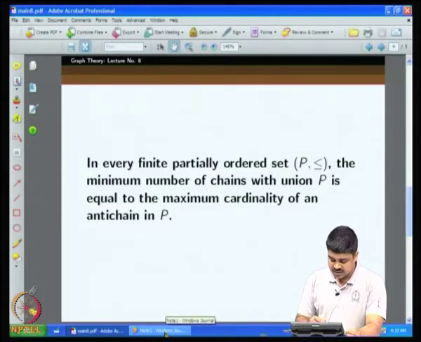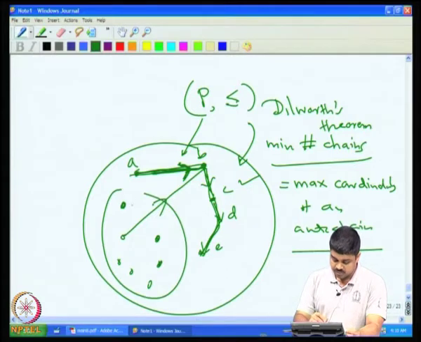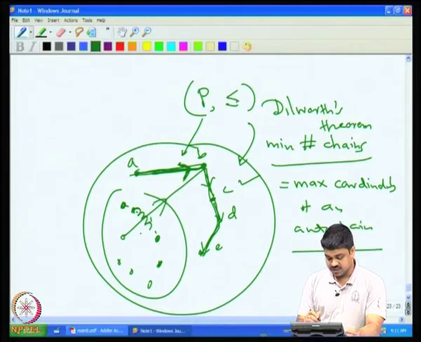And as we can easily see, the maximum anti-chain, or any anti-chain for that matter, is going to be an independent set, because for any pair we are not supposed to have either of these directions. So that means there should not be an edge. So anti-chains correspond to independent sets in the corresponding directed graph.